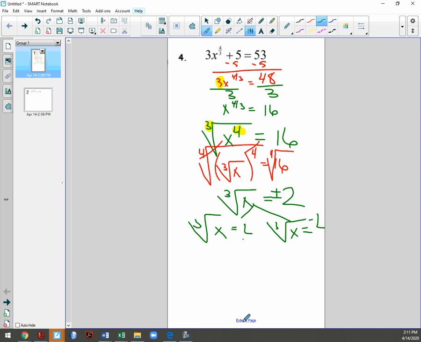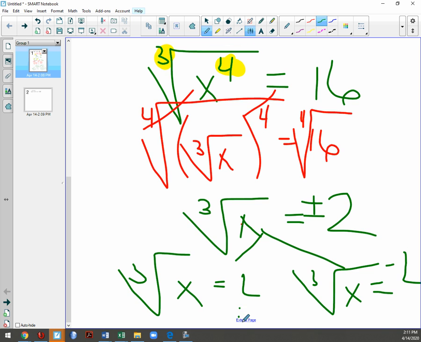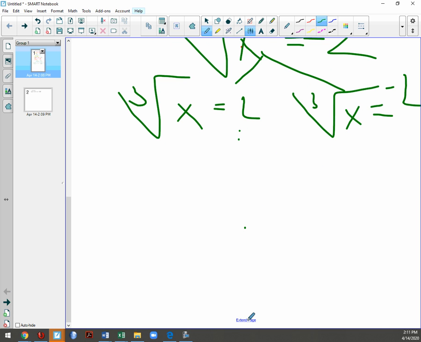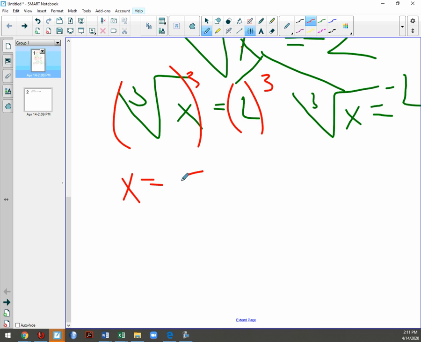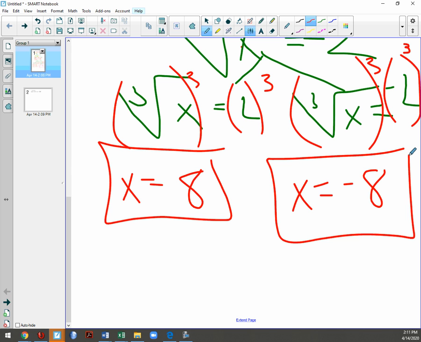So I'm going to go ahead and extend this page like this. So with that being said, I'm going to go ahead and do this problem. So I'm going to cube both sides. So I get x is equal to 8. I'm going to cube both sides here. And that means x is going to be equal to negative 8. Okay, that's how you do number 4.